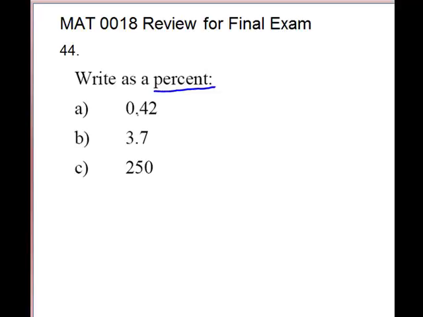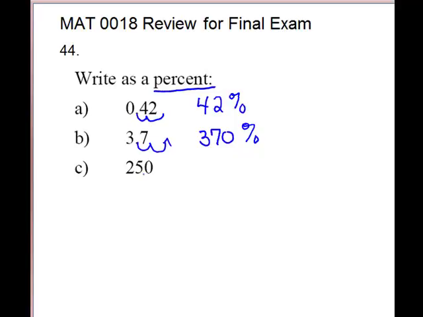So for A, our decimal will just go 2 places to the right to give us 42%. For B, the decimal needs to go 2 places to the right, so we have to add a 0 to have enough space, and this will be 370%. 1 is 100%, so 3.7, yes, when you change to percent, it will be more than 100%.